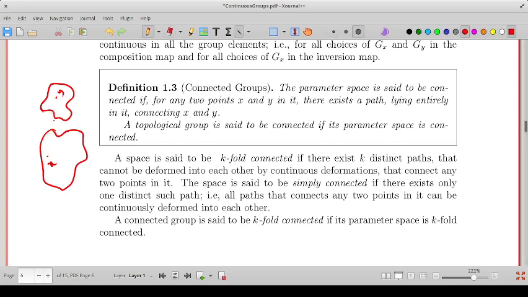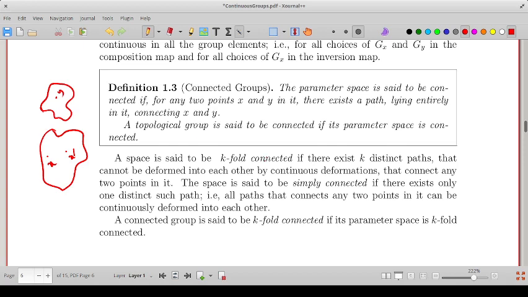For example, even when we consider a disjoint set, a union of disjoint sets like this, we can consider 2 points X and X dash here in the first segment. They are connected. There is a path connecting them that lies entirely here. But, if we consider another point over here, then there is no path connecting X to a point like this and lying entirely within the parameter space. And therefore, this parameter space is not connected.